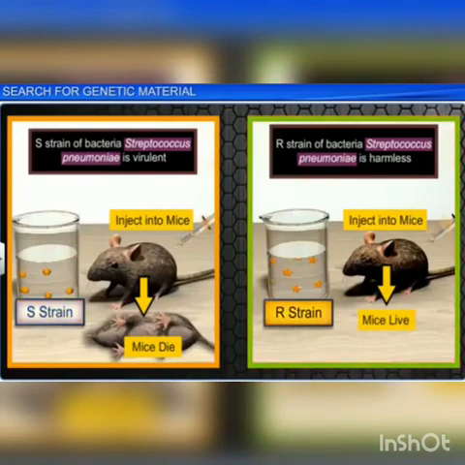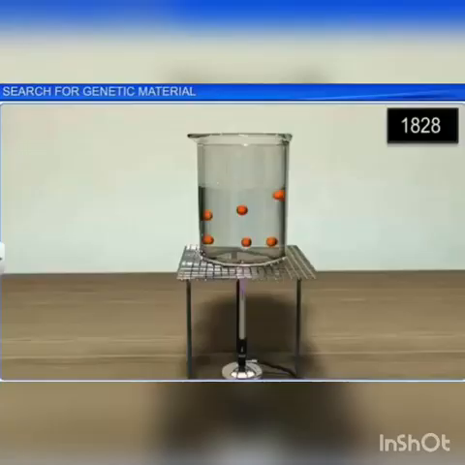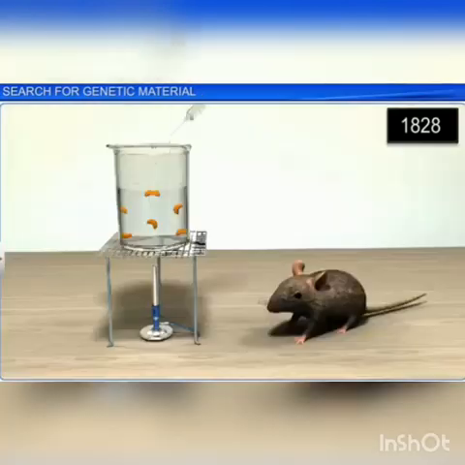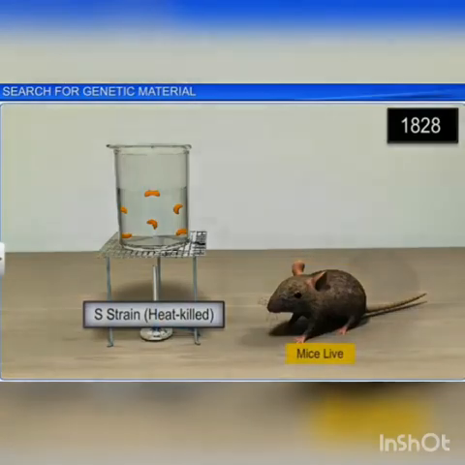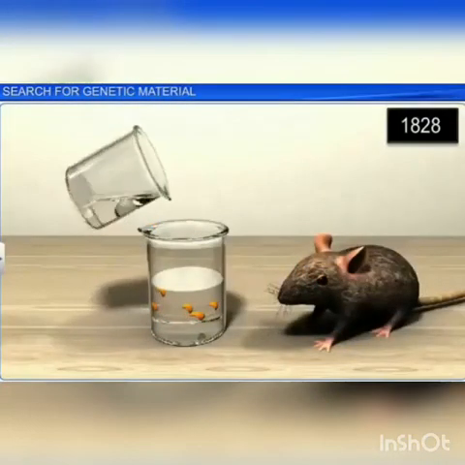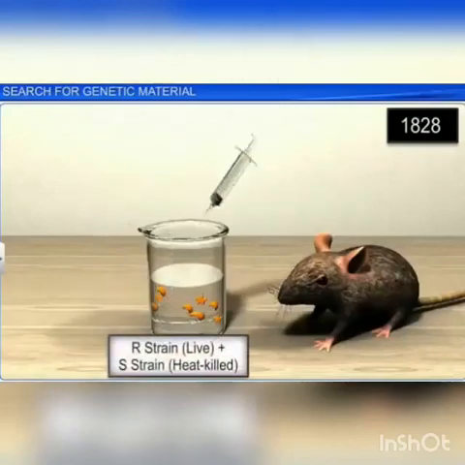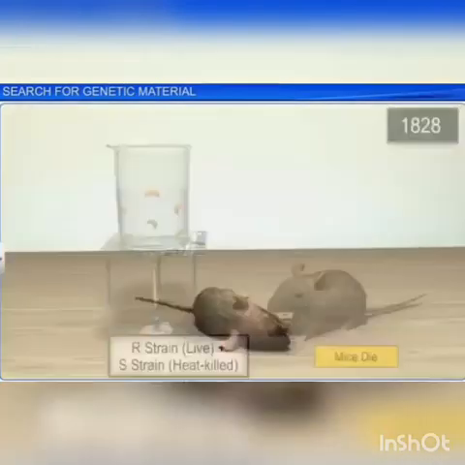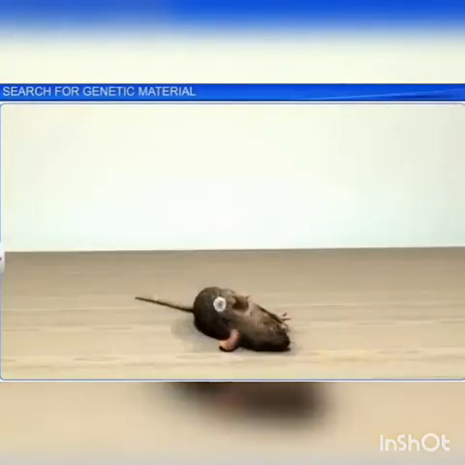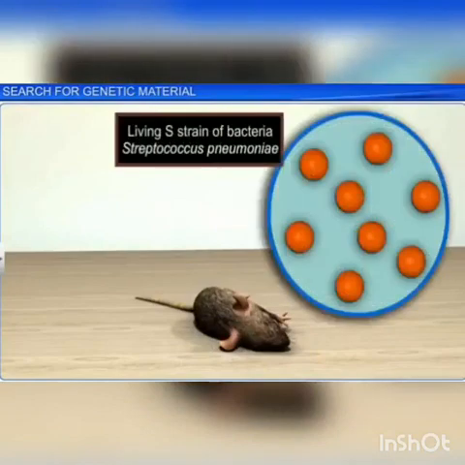However, Frederick also found that heating killed the bacteria. So, when he injected the heat-killed S strain bacteria into the mice, they did not die. On the other hand, when he injected a mix of R strain bacteria and heat-killed S strain bacteria, the mice died. Surprisingly, he even recovered the living S strain of bacteria from the dead mice.